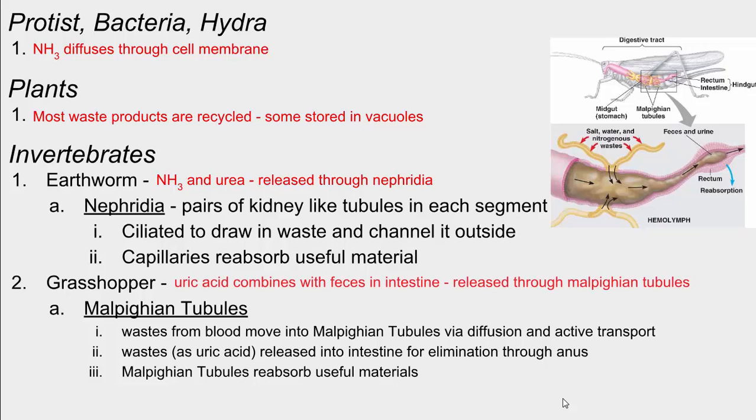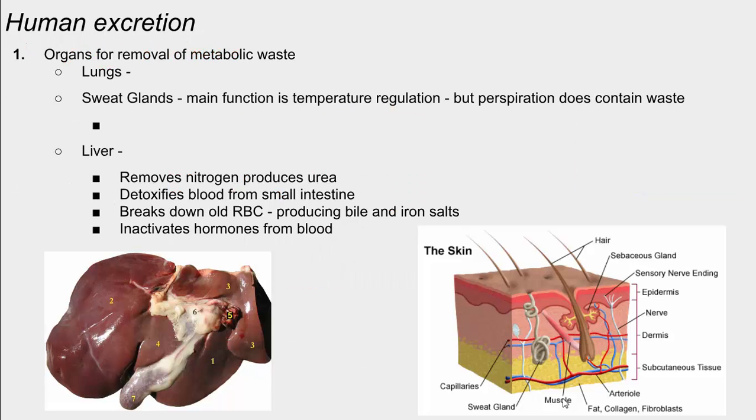Grasshoppers have a structure called Malpighian tubules. Basically, you can see in the diagram here, they take the waste products from the body tissue, absorb it, and send it into the feces in the intestine, and then it gets eliminated through the feces. So that's another means of dealing with it.